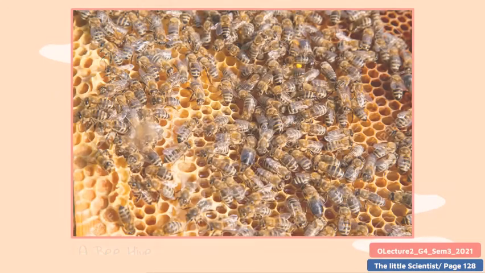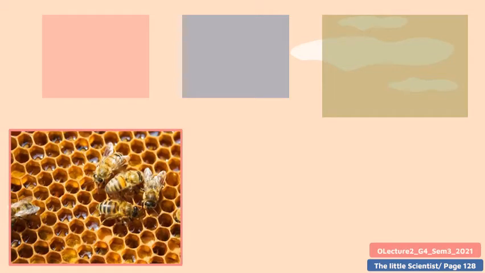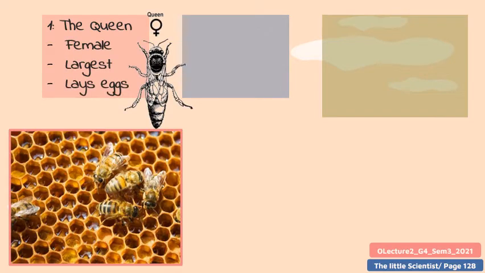Like ants, honeybees are social insects. They live in hives or colonies, and a small hive contains about 20,000 bees. Hives include one queen. The queen is a female bee. It is the largest bee in the nest, and it spends its whole life laying eggs.